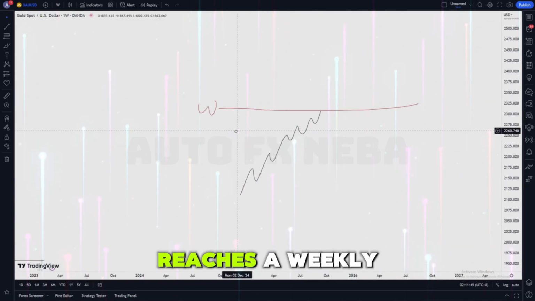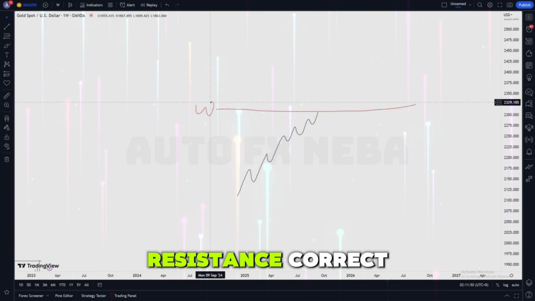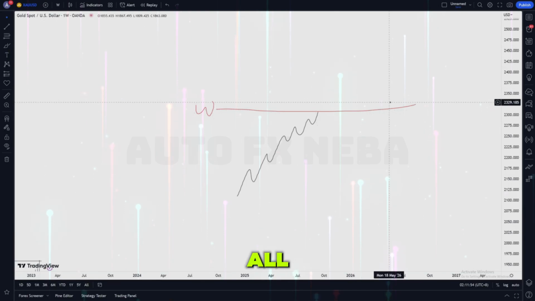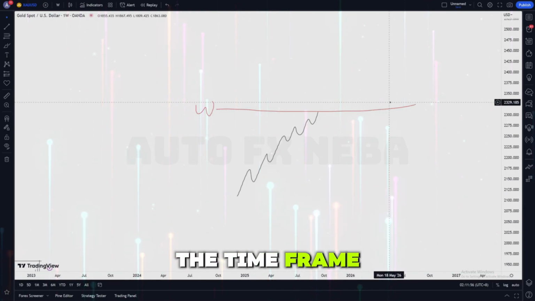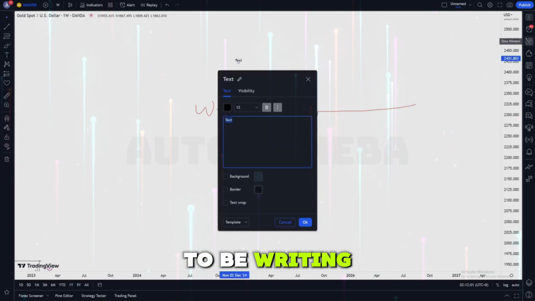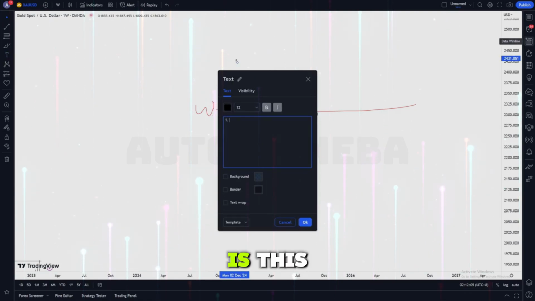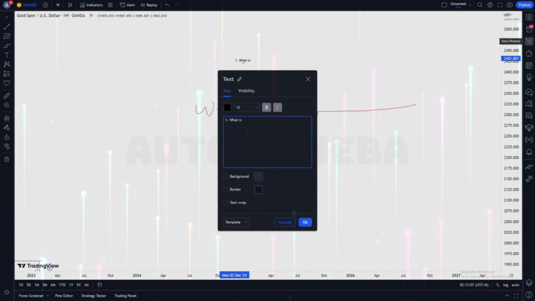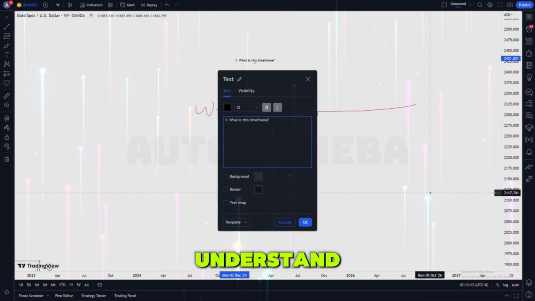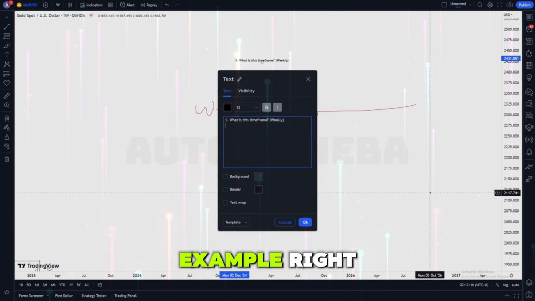So when price reaches a weekly fresh support and resistance level, in this case weekly resistance, correct? Here is the first thing that you will be observing. First of all, you need to understand, what is the time frame you're on? This is the very first question you need to ask. You guys need to be writing this down. First thing: what time frame is this? In this case, it's weekly. We're dealing with the weekly in this little example, right?